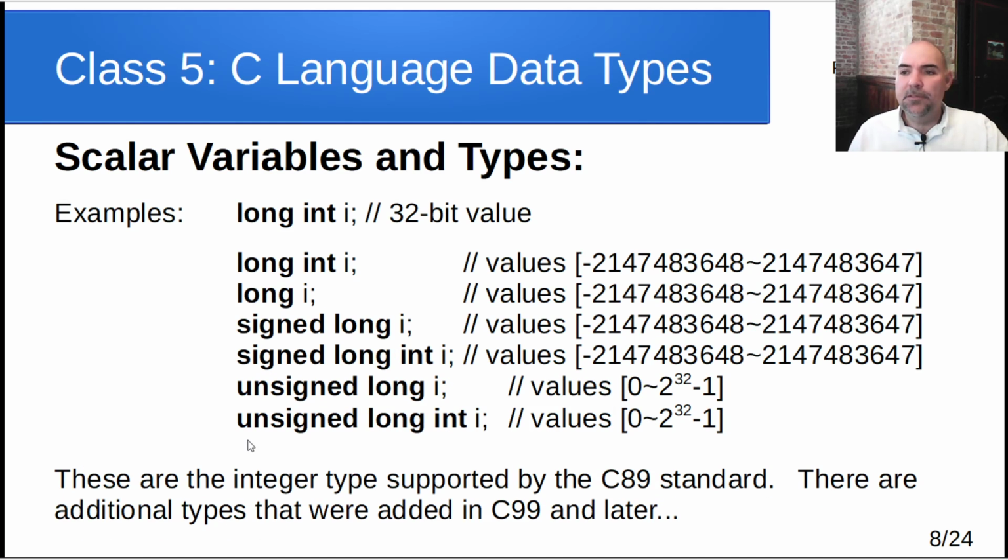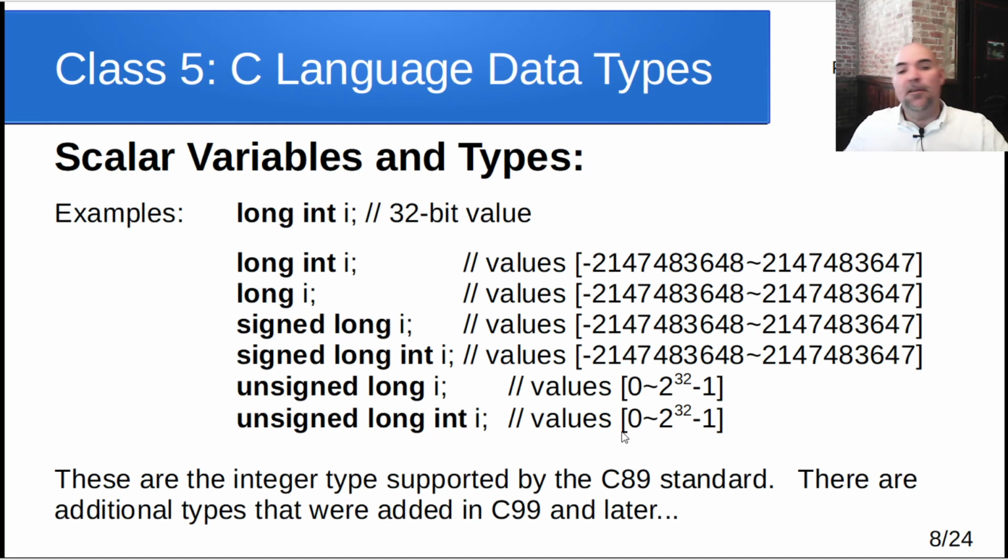Okay, for long variables, those are 32-bit values. So a long int or long i, or just long or long int, both produce values in this range. Signed long int, signed long produce the same thing. So notice these 4 top things all do the same thing. But you can also specify unsigned.